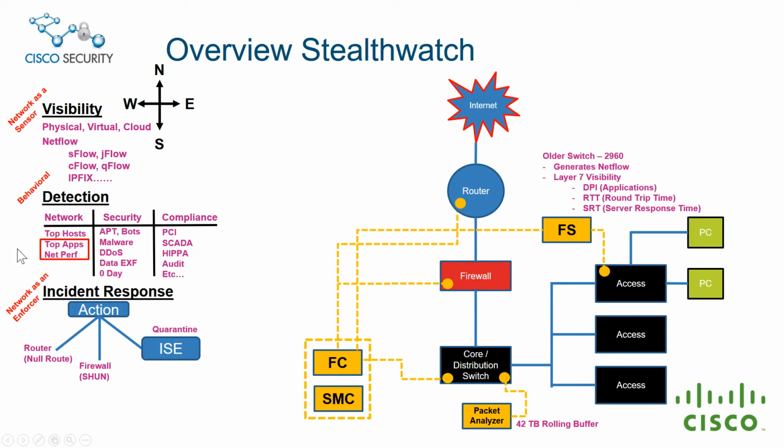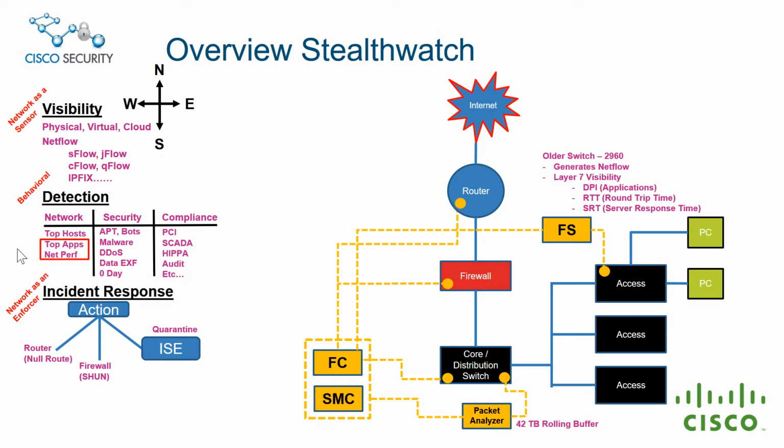So what if we wanted to get packet capture? Well, we have a packet analyzer, and it's a 42 terabyte rolling buffer. So lots of storage there, but we're now able to do that packet capture. And what you're going to be able to do is, if you generate a flow query and it happens to be a flow query where we're capturing packets, you're going to be able to look at the entire payload.